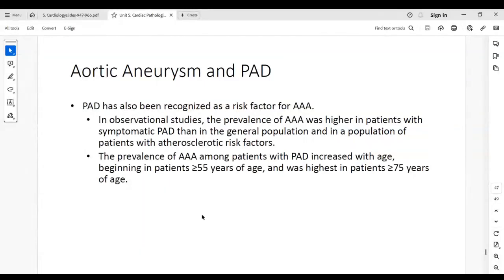So peripheral arterial disease has also been recognized as a risk factor for abdominal aortic aneurysm or triple A. In observational studies, the prevalence of AAA was higher in patients with symptomatic peripheral arterial disease than in the general population and in the population of patients with atherosclerotic risk factors. The prevalence of AAA among patients with peripheral arterial disease increased with age, beginning in patients over 55 years of age, and was highest in patients over 75 years of age.